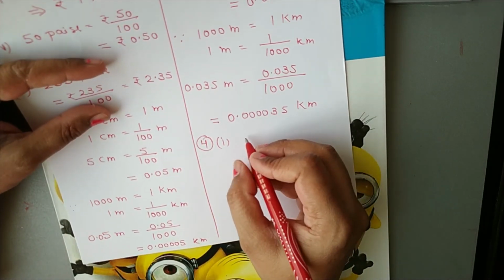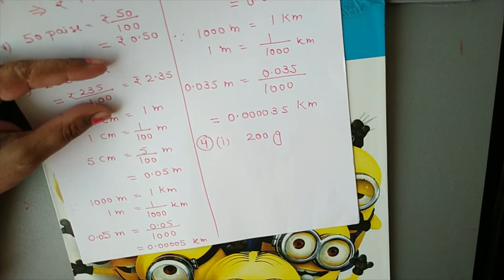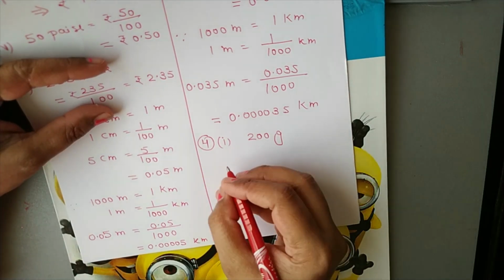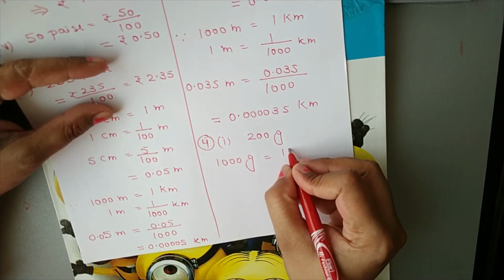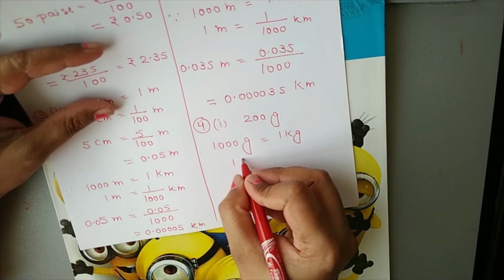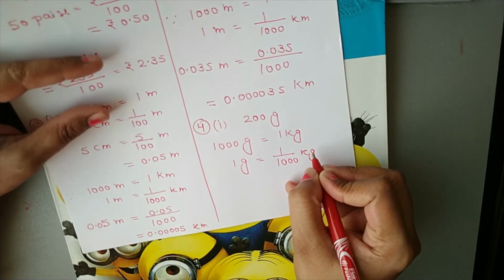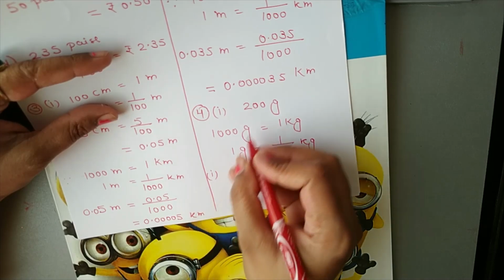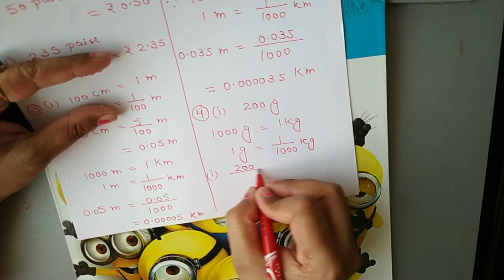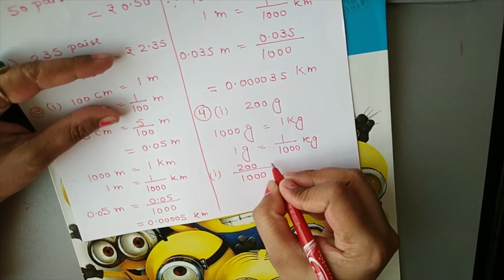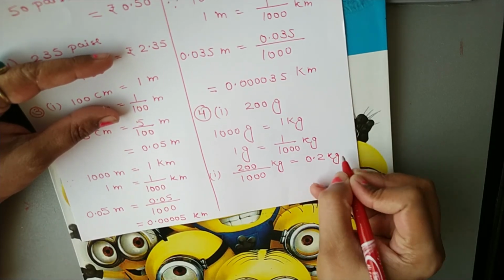express in kilogram. So first question is 200 gram. So we know that 1000 gram is equal to 1 kg. So 1 gram is equal to 1 upon 1000 kg. Okay, so first part is 200 gram. So 200 divided by 1000, so it will be in kg. So it will be 0.2 kg.